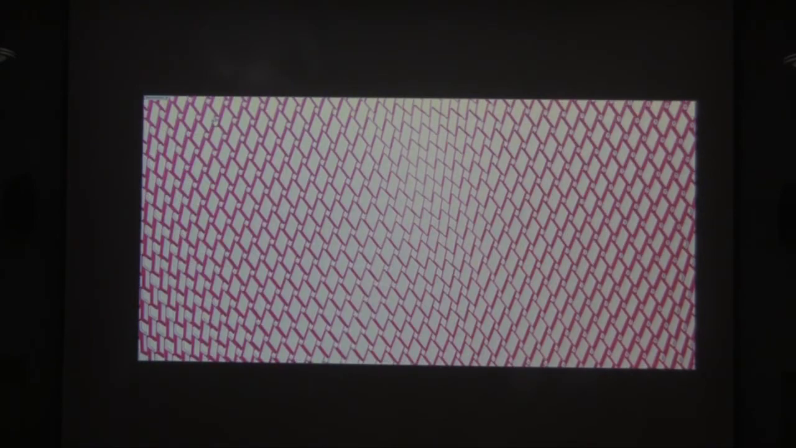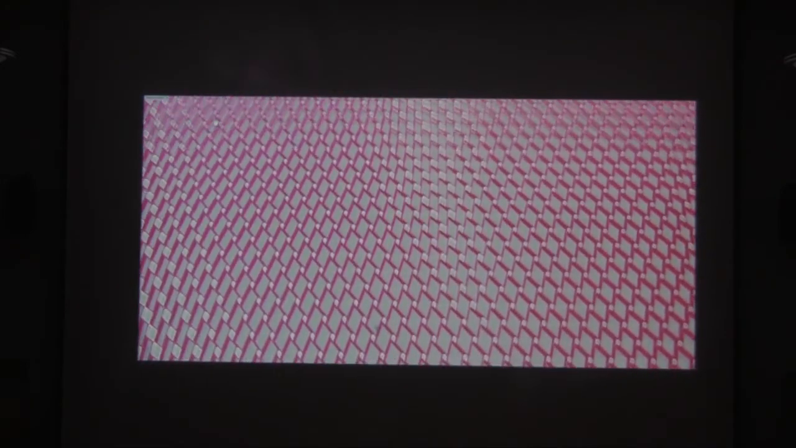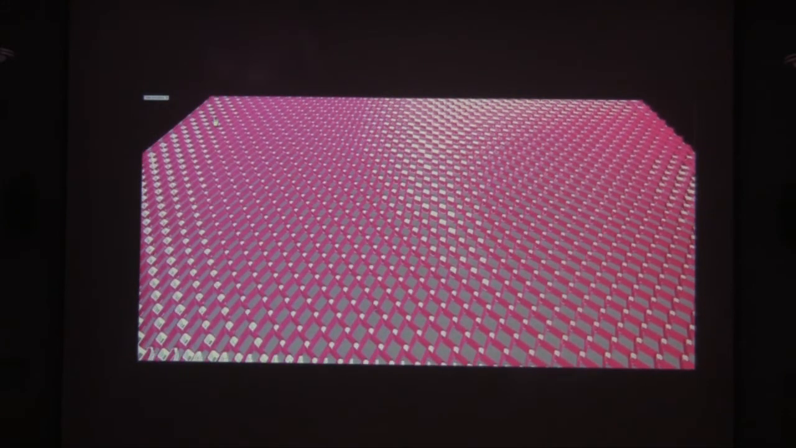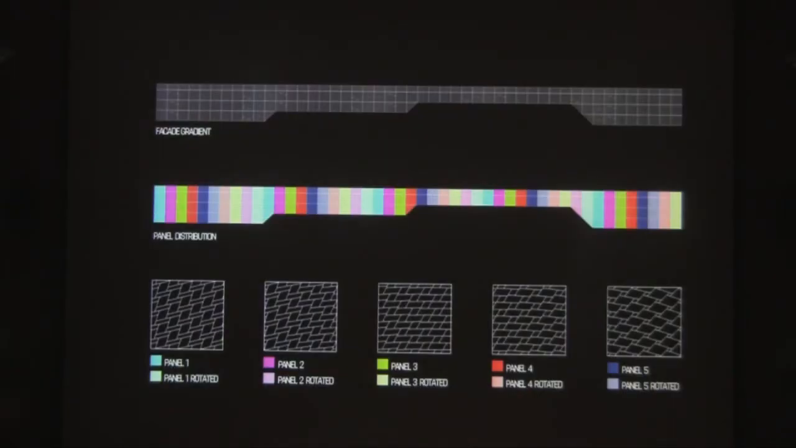And so as you zoom out, you kind of get a sense of this kind of moire effect, and then as you move laterally, you start to see this kind of shift between the white cells versus the colored cells, and how we get this kind of gradient effect. That was then rationalized through many, many processes into exactly 5 panels. So what we have here is 5 pre-constructed, prefabricated panels that were made in the shop, brought to site, and then rotated and arranged on site to create a series of variations.